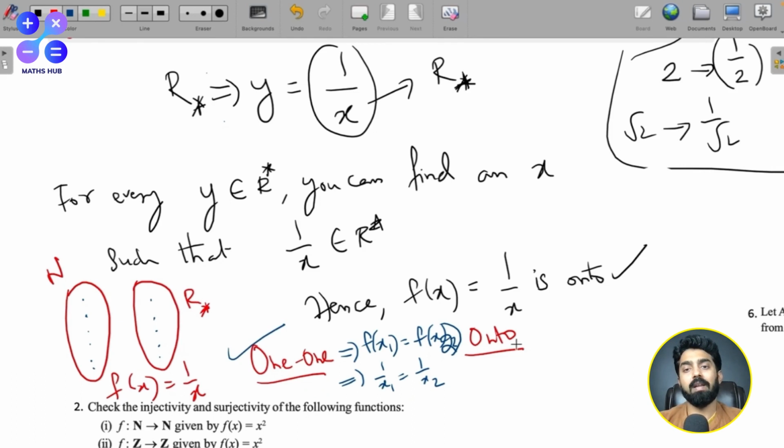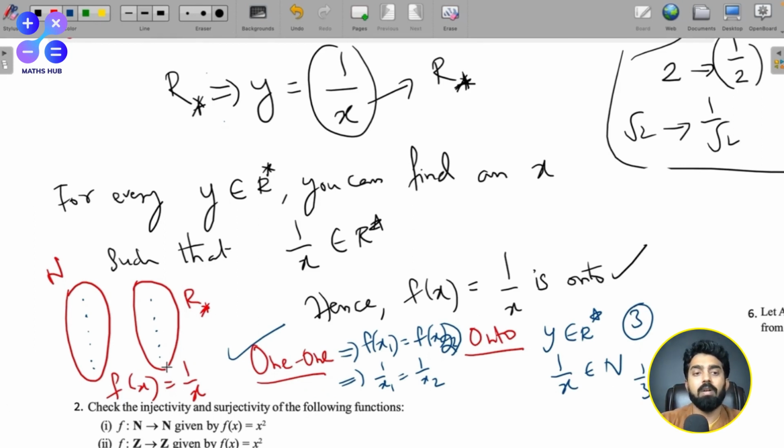Will you be able to find, for every y that belongs to R star, an x such that 1 by x belongs to N? You will not be, because let's say y is 3, which belongs to R star. You will end up with 1 by 3, which does not belong to N. So this is not an onto function. There will be a lot of elements left out in R star which will not have a mapping. But for every element in N, you will still be able to find something in R star, because R star of real numbers is a huge set, much bigger than the set of natural numbers. So this is a one-to-one function, but not an onto function.